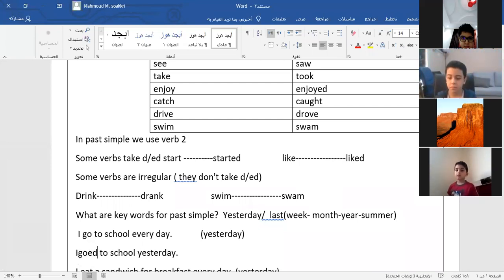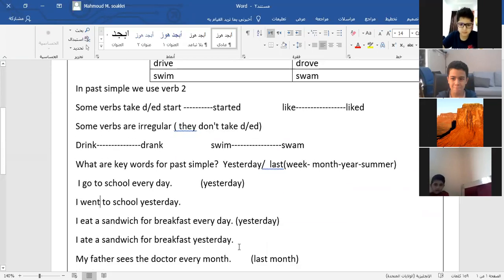Okay, but why didn't I put ed? Why can't I say I goed to school? That's wrong. Why is it wrong? Because go is an irregular verb. It doesn't take ed. It changes into went. I went to school yesterday. Let's have another example.